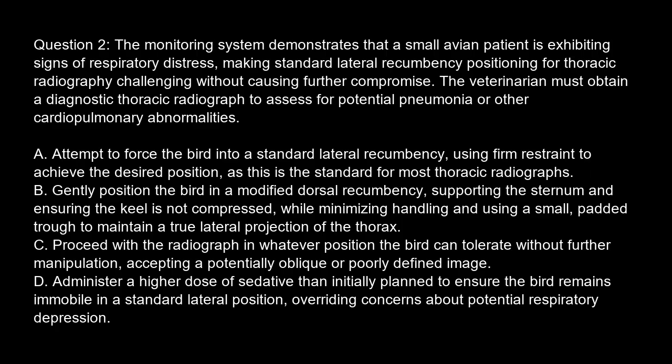Option A. Attempt to force the bird into a standard lateral recumbency, using firm restraint to achieve the desired position, as this is the standard for most thoracic radiographs. Option B. Gently position the bird in a modified dorsal recumbency, supporting the sternum and ensuring the keel is not compressed, while minimizing handling and using a small, padded trough to maintain a true lateral projection of the thorax.